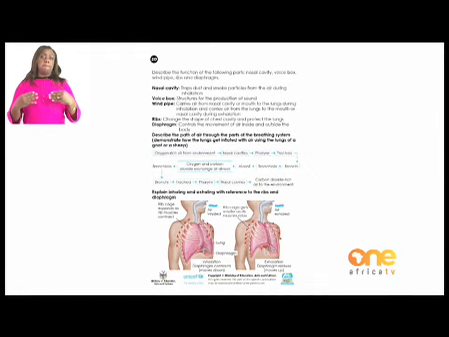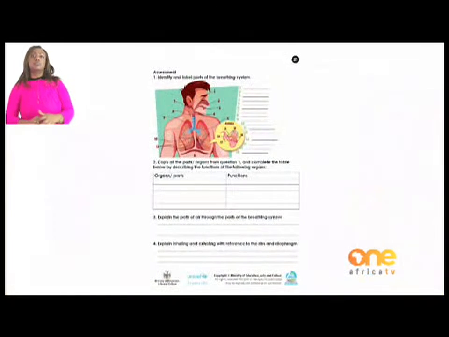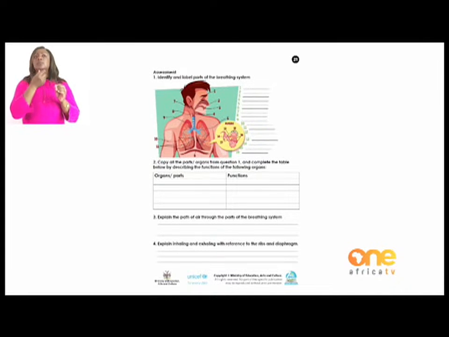I hope you have been following, learners, and now we are going to test our knowledge to see if you have understood what you have been doing in class today. So now we are moving to page 21, assessment part. What do we want you to do to test your understanding? We want you to identify and label parts of the breathing system. We have them 1 up to 16. We have looked at them already, all of them.